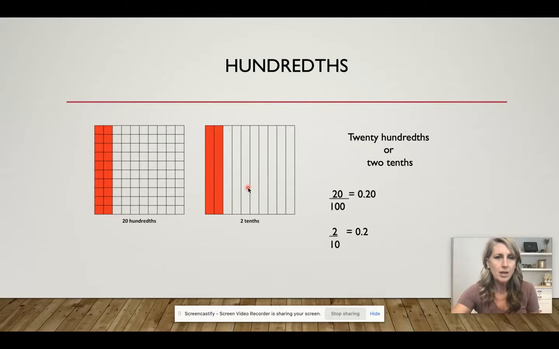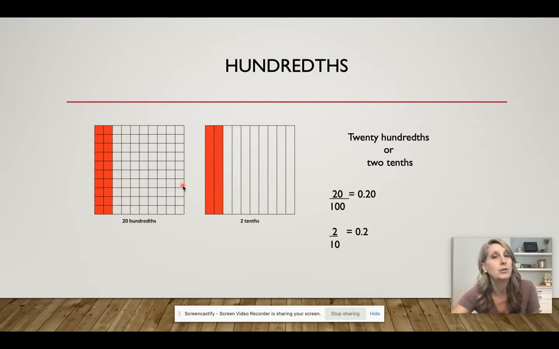There we are. So this is our hundredth grid. There's 100 of them. If you were to think about this as money, you might recognize that this would be equivalent to a penny. Now, we don't actually have pennies as coins anymore because it costs more to make a penny than a penny is worth. Big thinking. But yes, we need 100 pennies to make $1. We need 100 hundredths to make one whole.